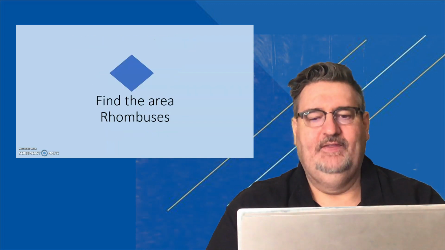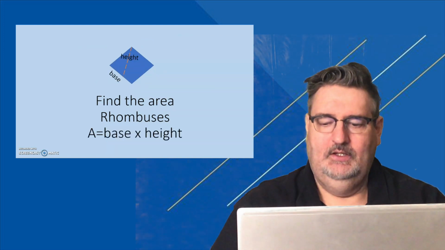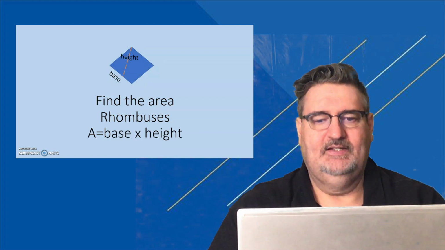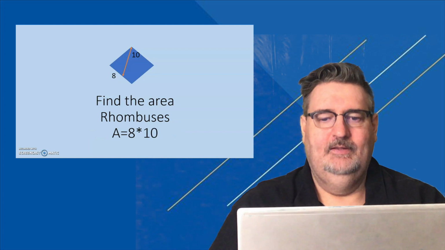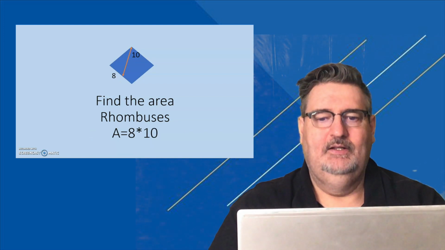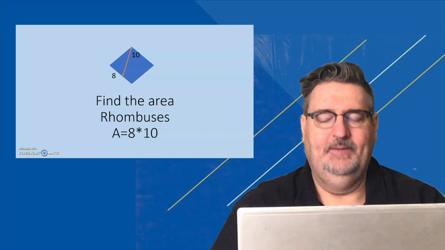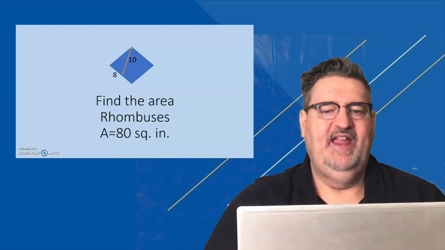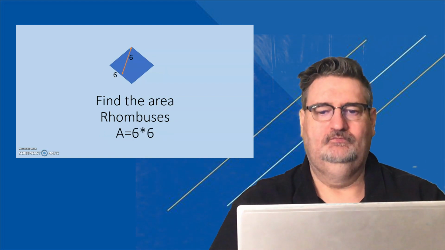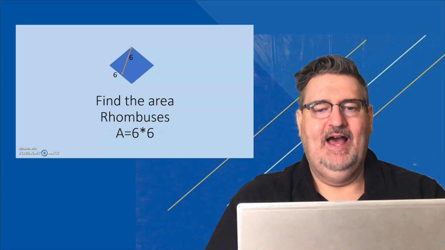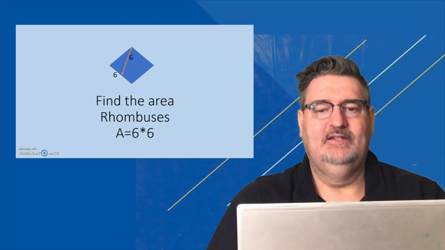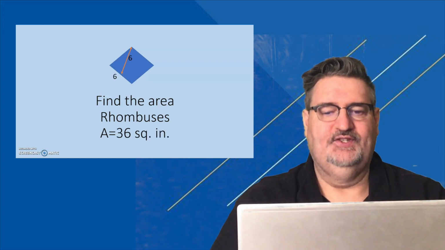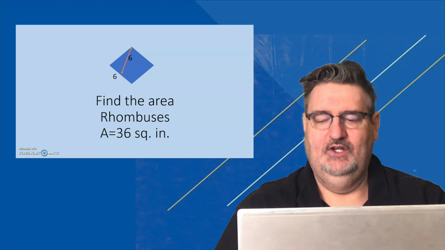All right, let's go on to finding the area of rhombuses. With this one, it's base times height. If we have a base of 8 and a height of 10, we set that up to multiply, and 8 times 10 is 80, so we'll call it 80 square inches. On this one, we have a base of 6 and a height of 6 as well. 6 times 6 is 36, so we'll call that 36 square inches.